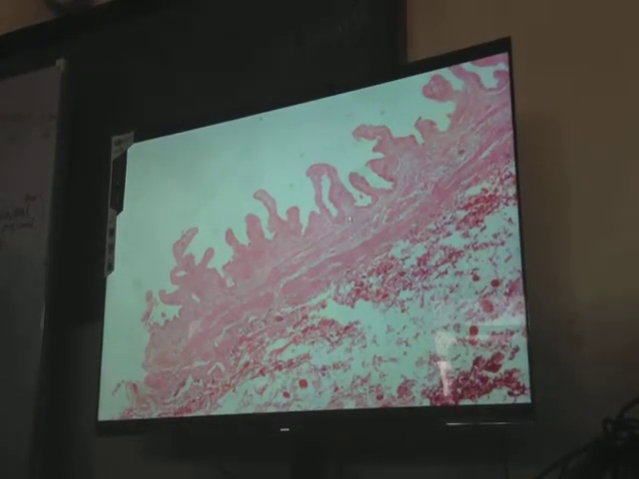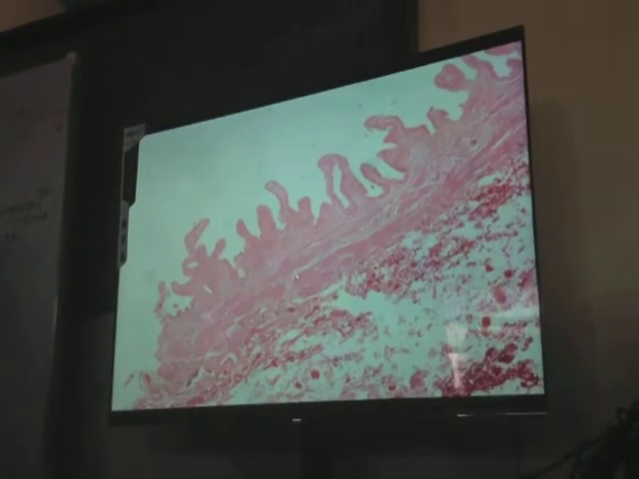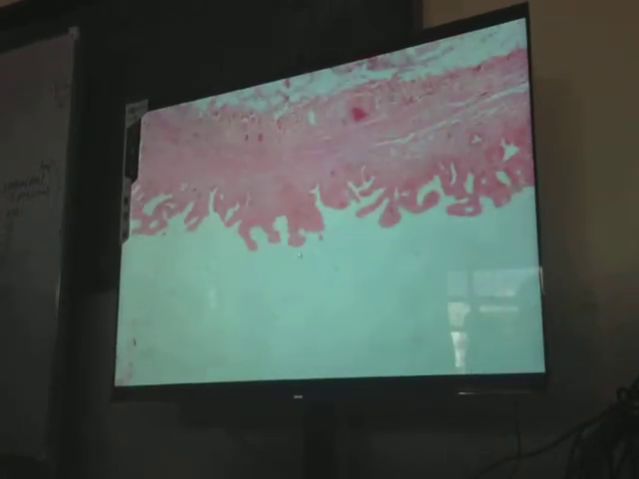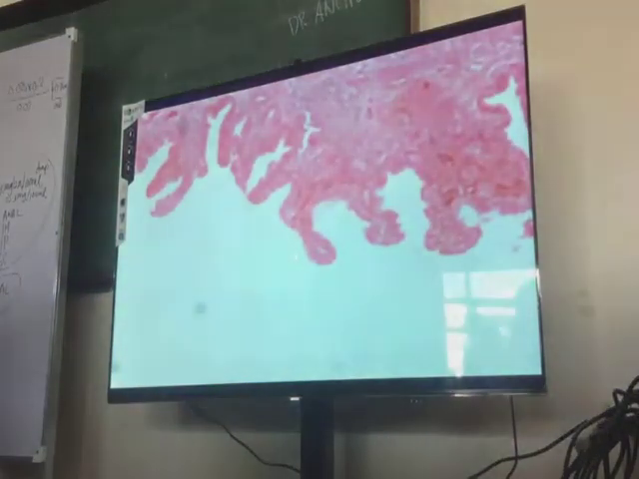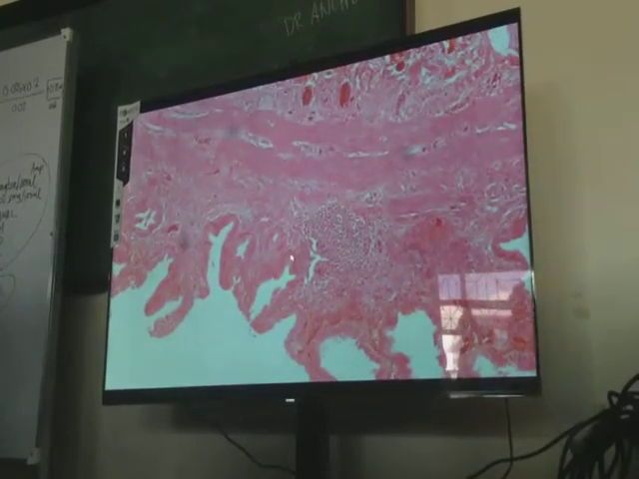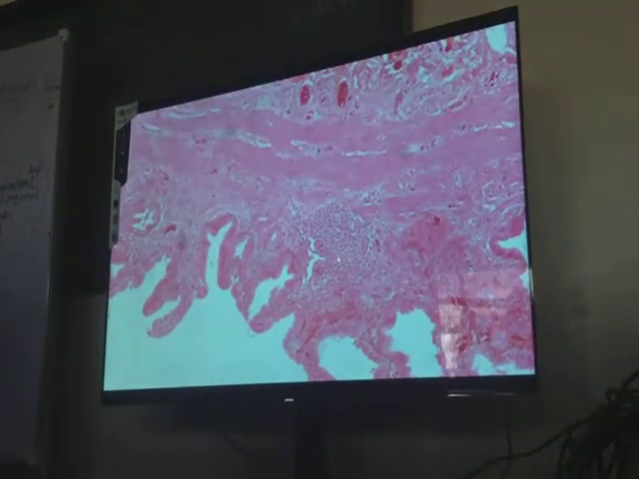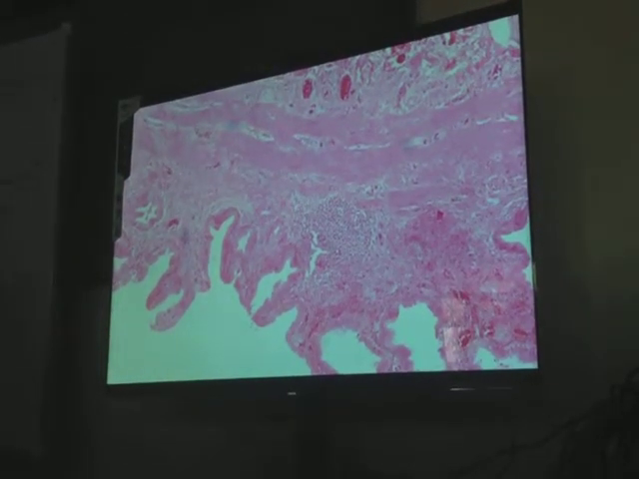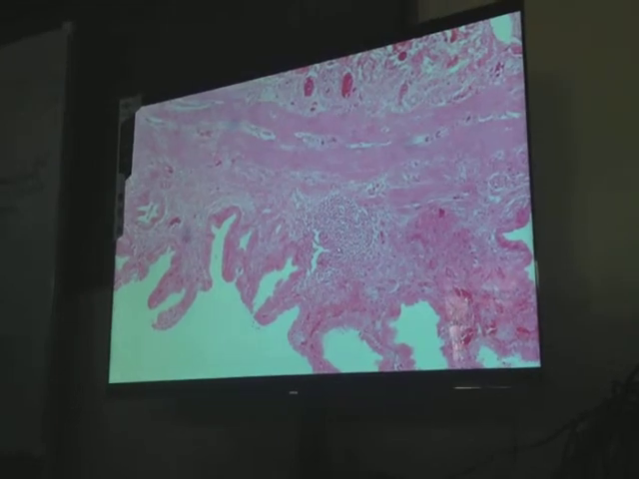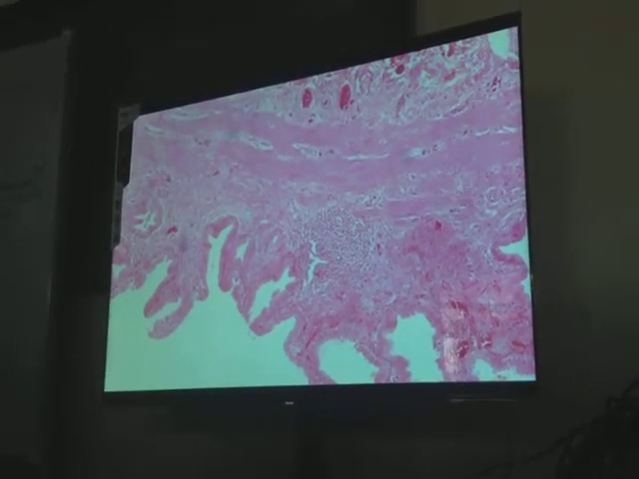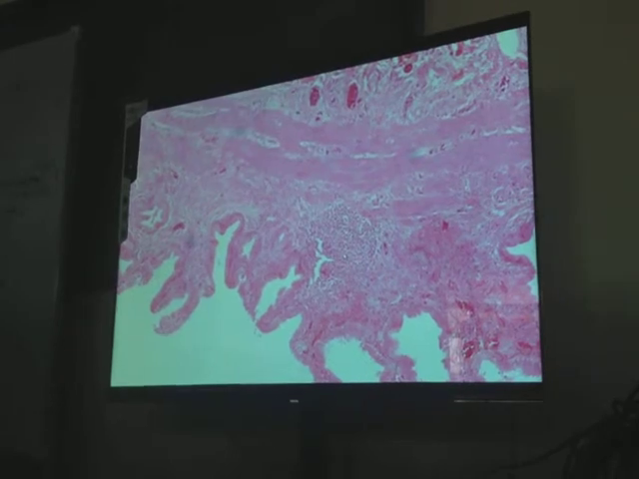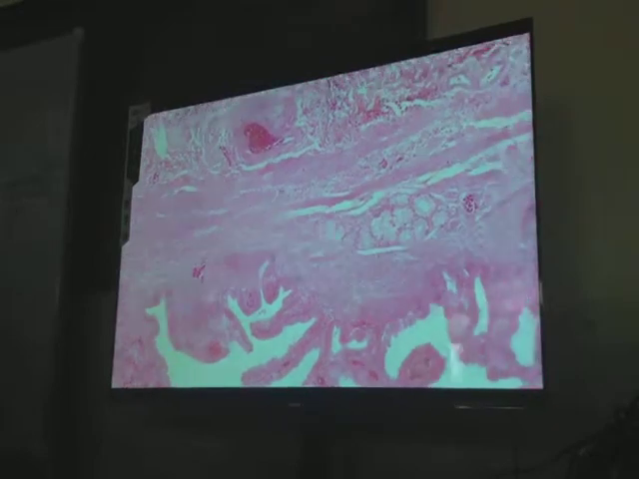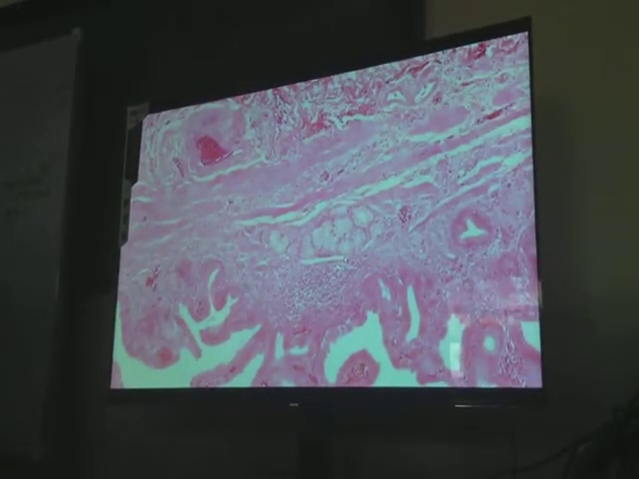Is there a submucosa in the gallbladder? None. Immediately the lamina propria is followed by the muscularis. In that portion, the lamina propria is infiltrated by polymorphonuclear or mononuclear cells? Mononuclear inflammatory cells. So acute or chronic? Chronic. So you should be able to see mononuclear infiltration to come up with the diagnosis of chronic inflammation.